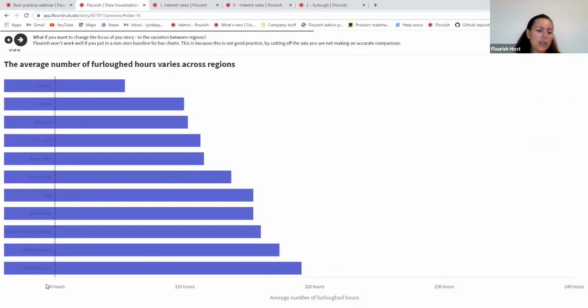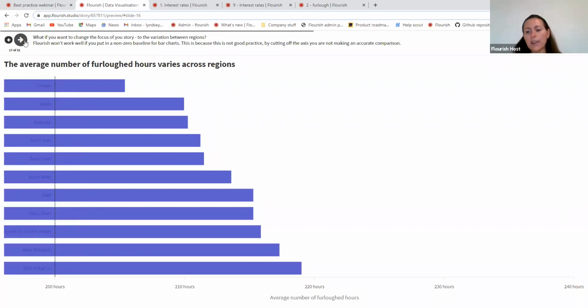So people try and do this, they try and cut off their bar chart axis to help show small differences. But this is not a best practice thing to do, and Flourish won't work well if you try and do it. It will keep these labels at the axis. And so it's kind of telling you that this is not a good thing to do, because you're not making an accurate comparison by chopping off the bar.